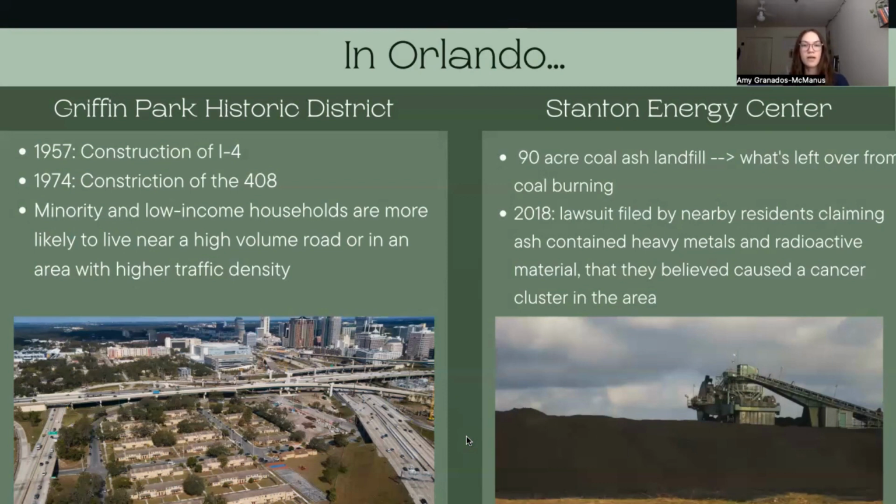However, these regulations did not include landfills that had already been closed. So because the Stanton Energy Center closed right before 2015, they were still allowed to dump their coal ash in the way they did without having any regulations.